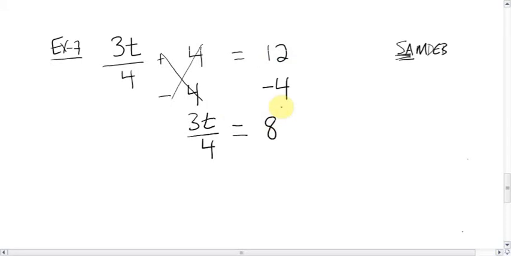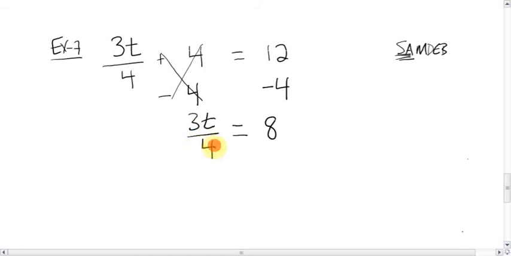Okay, now, at this point, who should we get rid of? The 3 or the 4? Now, don't take this SAM-DEB thing too literally. It's just a general suggestion of what to do first or second in these questions. When you're in this position, what I would do is get rid of the one that bugs you the most. In this case, the 4 bugs me the most. Let's get rid of that.